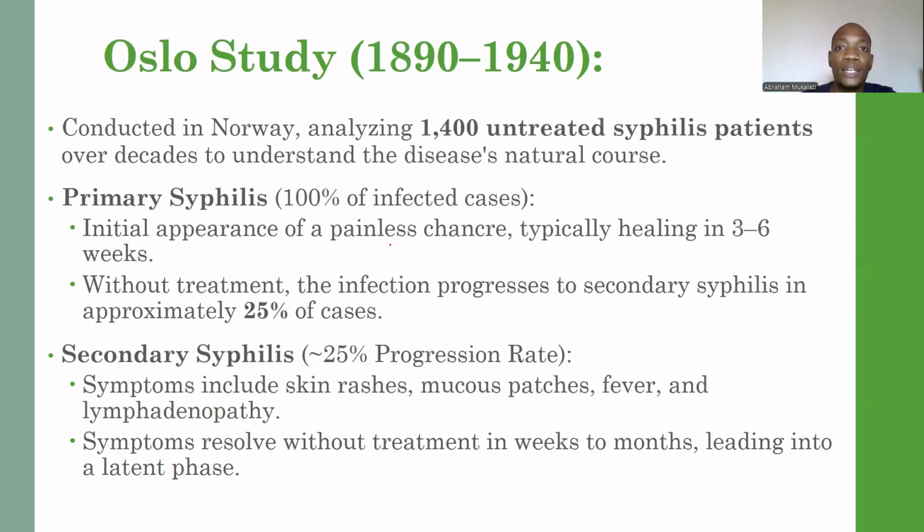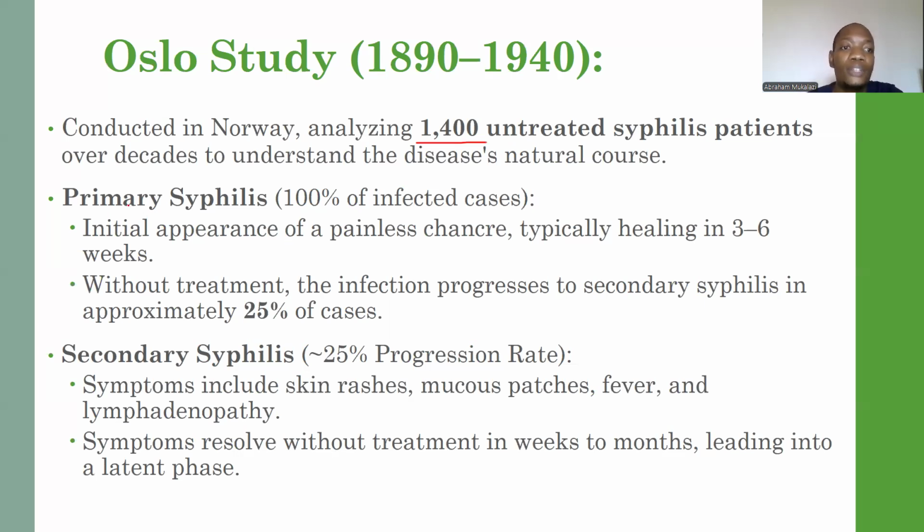The first one we start with is the Oslo study. This was conducted between 1890 and around 1910, and it was done in Norway on about 1,400 untreated syphilis patients, and they were followed up over a decade.